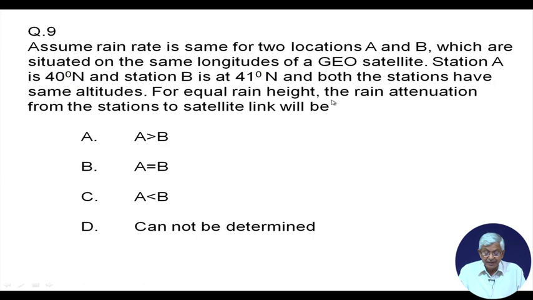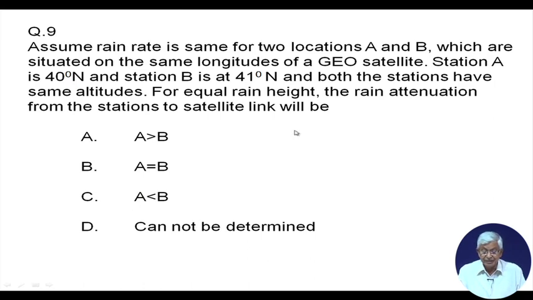For equal rain height at both stations, imagine they are this much far away. During the monsoon, let us say the rain attenuation from stations A and B to the satellite link, the attenuation from A and attenuation of B: is A greater than B, are they equal, or is A less than B, or it cannot be determined with these numbers?